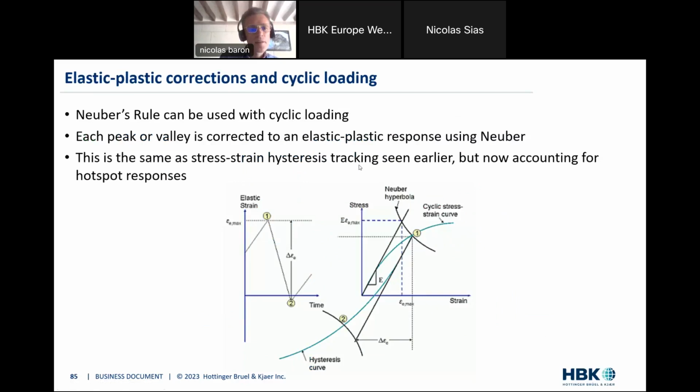Okay, so we talked earlier about Neuber's rules. This is what is expressed here. You will do your loading, your unloading, and using Neuber, you will use the cyclic stress strain curve that we described before. It was obtained through the hysteresis loops. And using this Neuber hyperbola, you will be able to track the evolution of strain over time, including, and that's the important thing here, including the hotspot responses.